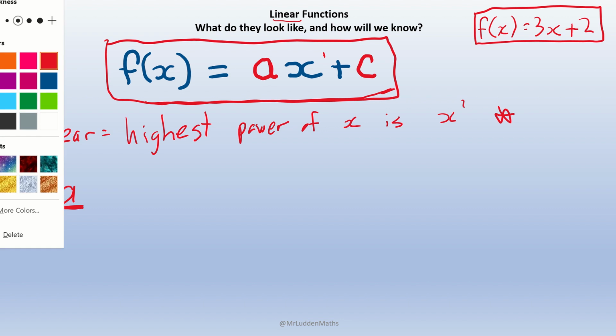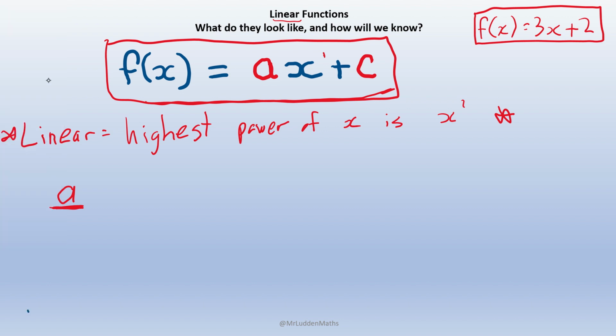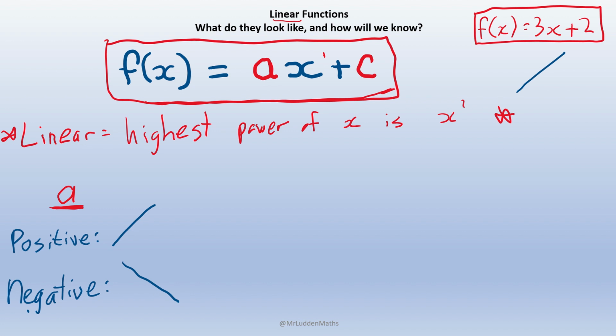a can be one of two things. It can be either positive or negative. So if a is positive, as you can think, it's going to be a straight line, and my graph is going to go up. If a is negative, you can probably guess my graph is going to go down. So for this one up here, f(x) is equal to 3x plus 2, my 3 here is positive, so I know that this graph is going to go up like this. Something like that.